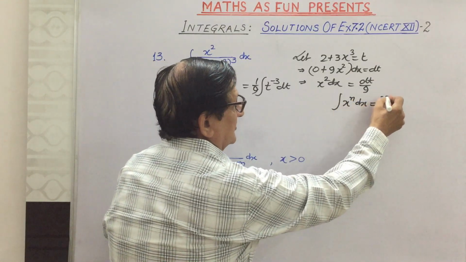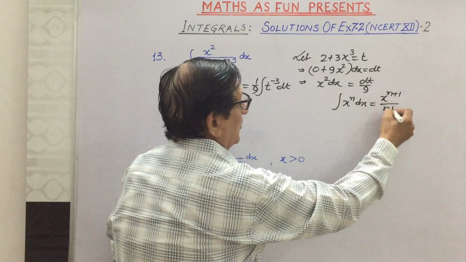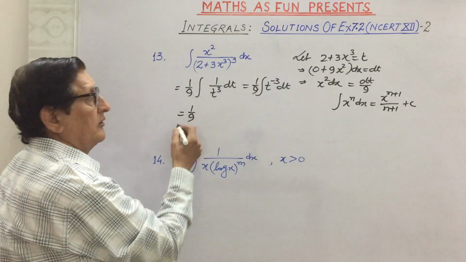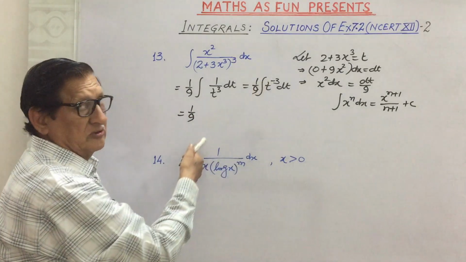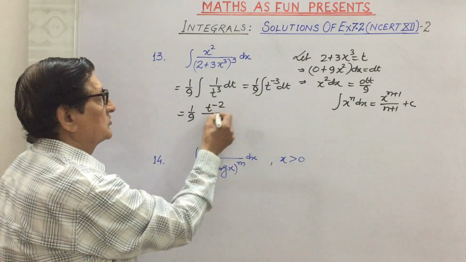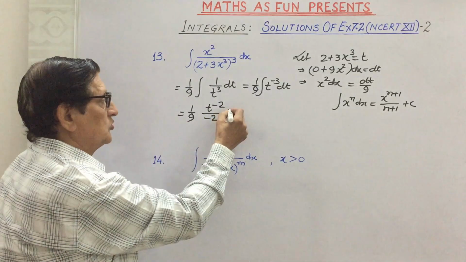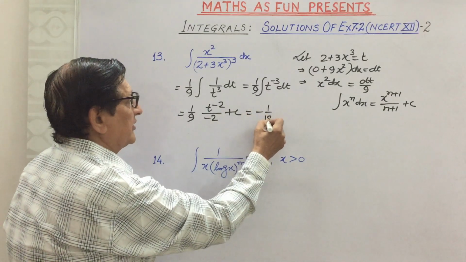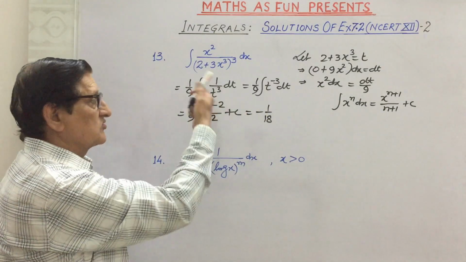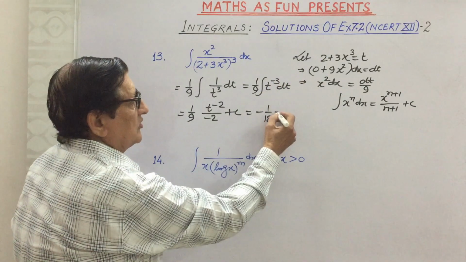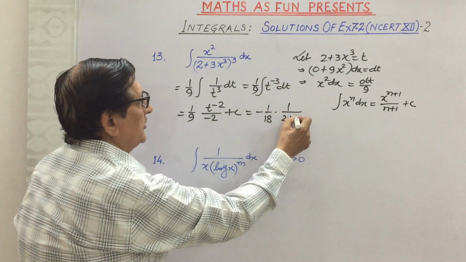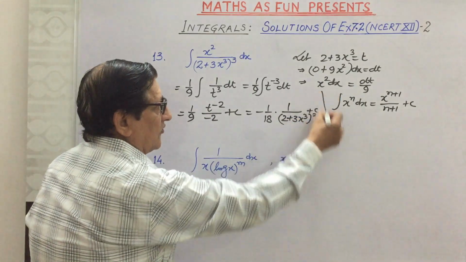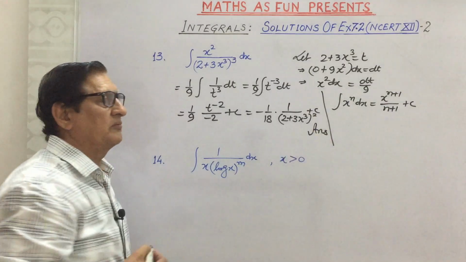and we know that integral of x power n dx is x power n plus 1 upon n plus 1 plus c. Applying that here, we will be getting t power minus 3, so this will become t power minus 2 upon minus 2 plus c. We can write it as minus 1 upon 18. T power minus 2 means 1 upon t square, and substituting the value of t, we are getting 1 upon 2 plus 3x cube whole square plus c, which becomes the answer to the problem.